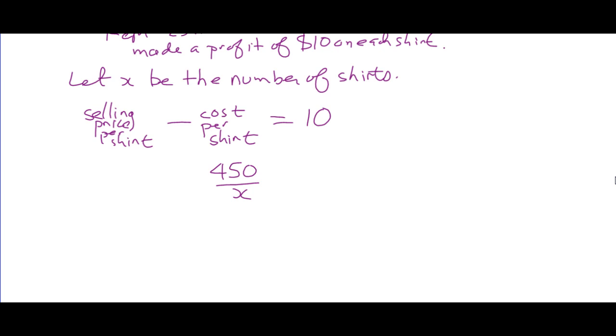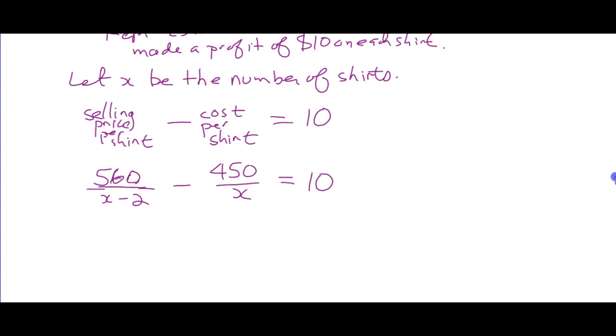Selling price per shirt. Well, she sold them for $560, but how many shirts did she sell? How many did she keep? 2. How many were there originally? X. How many are left? X minus 2, right? She's selling X minus 2, since she kept 2 for herself. The difference between that, this is a larger amount of money, it's $560, and that's equal to 10.